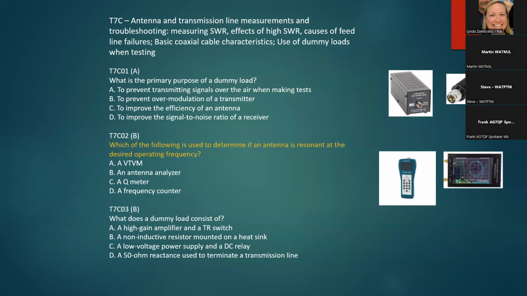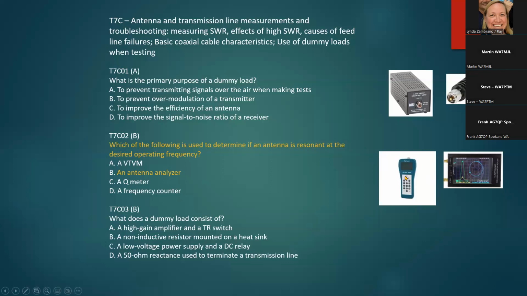Question C2. Which of the following is used to determine if an antenna is resonant at a desired operating frequency? And the answer is an antenna analyzer. Examples are these two pictures here. This one is called a Nano VNA. They're pretty inexpensive, less than $100.